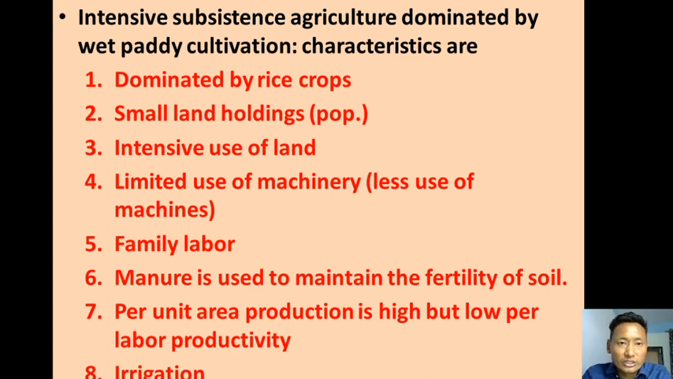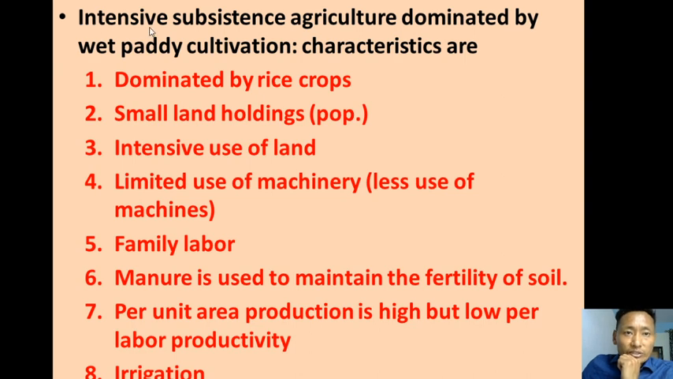Following are the characteristics. Dominated by rice crops. We know what is meant by intensive. Intensive means intensive use of land. That means they are cultivating two or more crops on the same agricultural land during one year. Because of that, it is called intensive. Dominated by rice cultivation means that in a year, on a particular agricultural land, they are cultivating mostly rice.